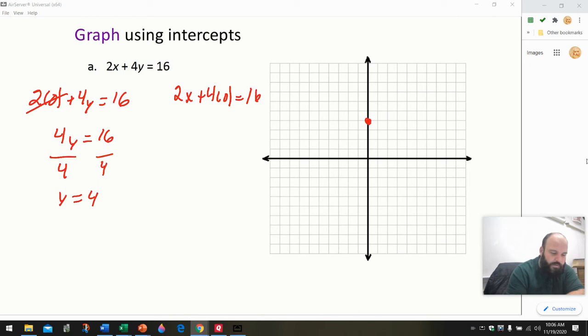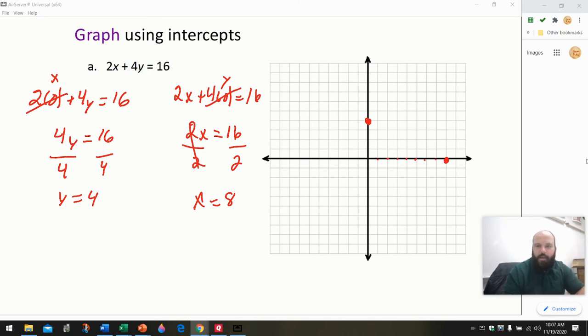Okay. Now I'm going to put a 0 in for y. So first I put the 0 in for the x. Now I'm putting the 0 in for the y. You can see 4 times 0 is 0. Goes away. I'm left with 2x equals 16. I'm going to divide both sides by 2, and I get x equals 8. So now I'm going to go to 8. 1, 2, 3, 4, 5, 6, 7, 8. I'm going to put a dot right there. That is my x-intercept. And I'm going to simply draw a straight line.